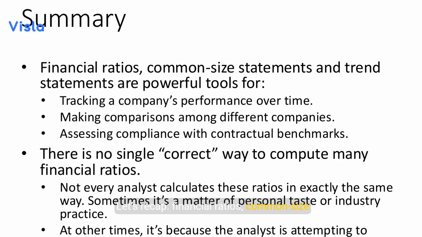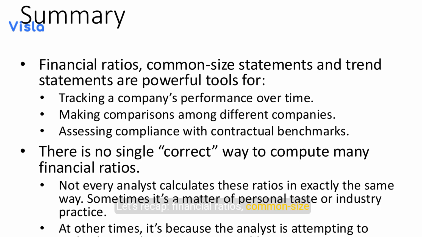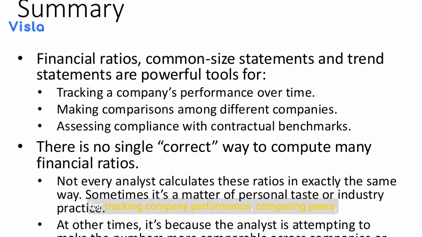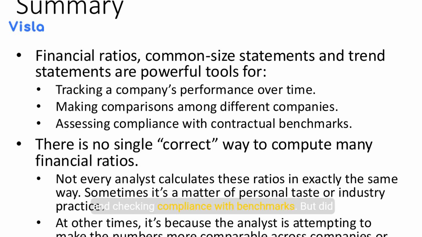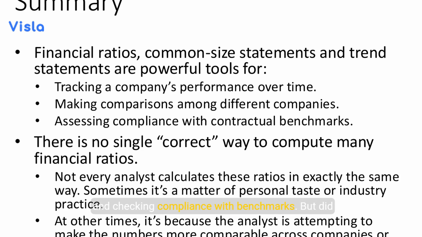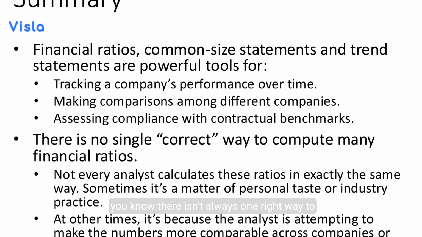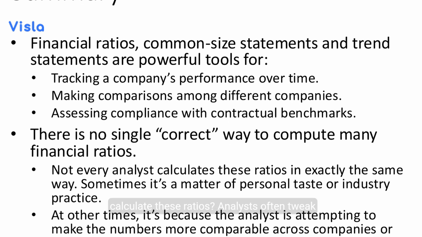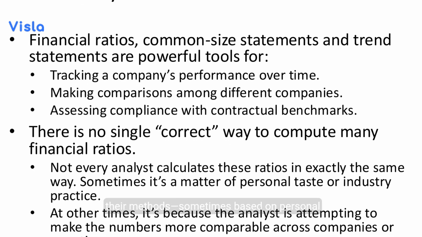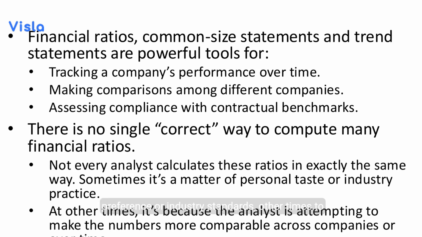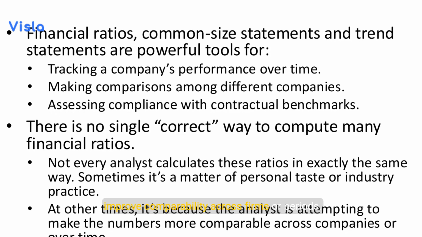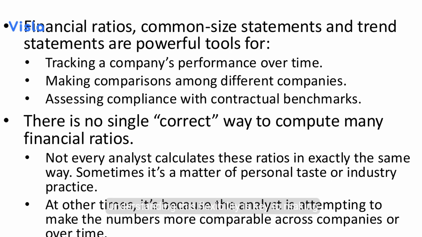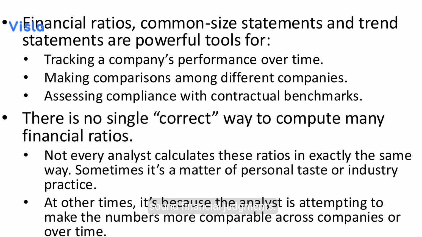Let's recap. Financial ratios, common-size statements, and trend statements are vital tools for tracking company performance, comparing peers, and checking compliance with benchmarks. But did you know there isn't always one right way to calculate these ratios? Analysts often tweak their methods, sometimes based on personal preference or industry standards, other times to improve comparability across firms or periods. Understanding this flexibility is key to making sound financial judgments.